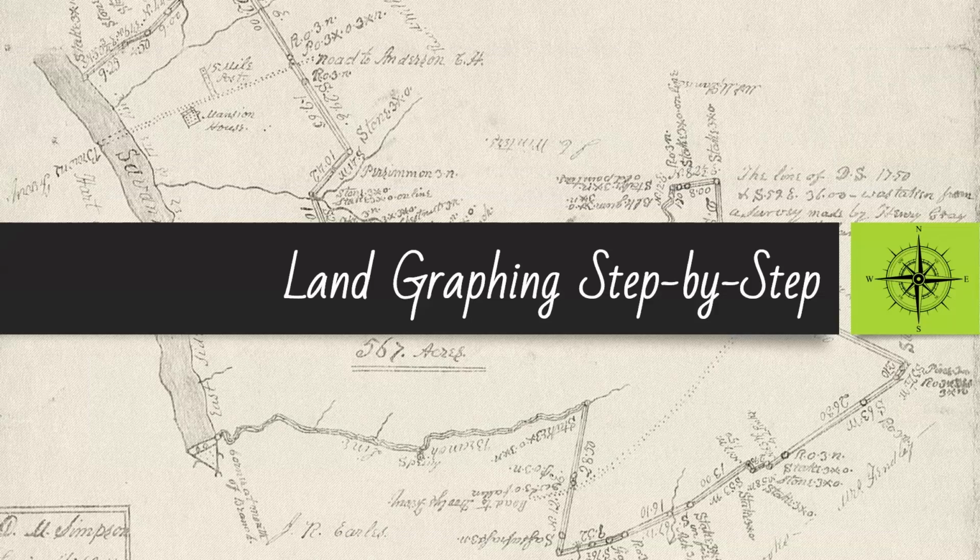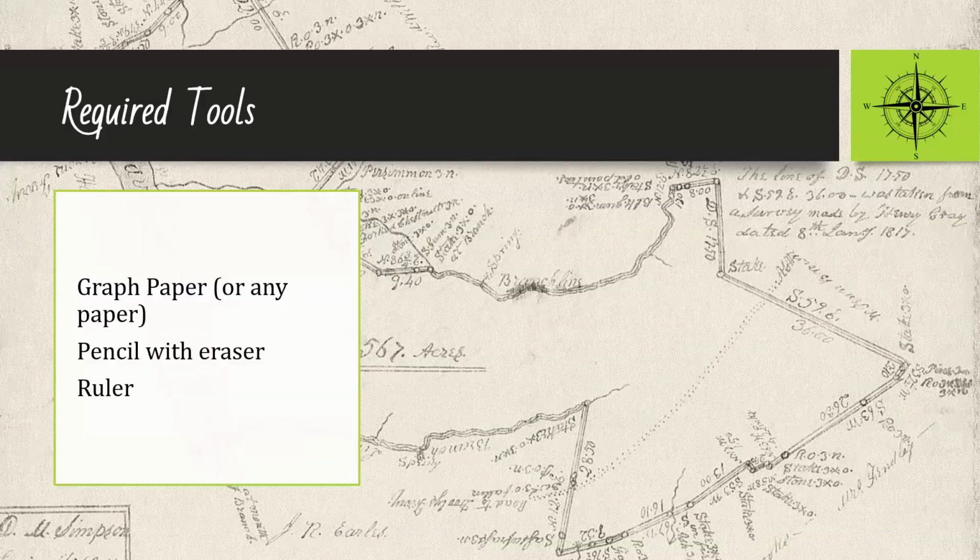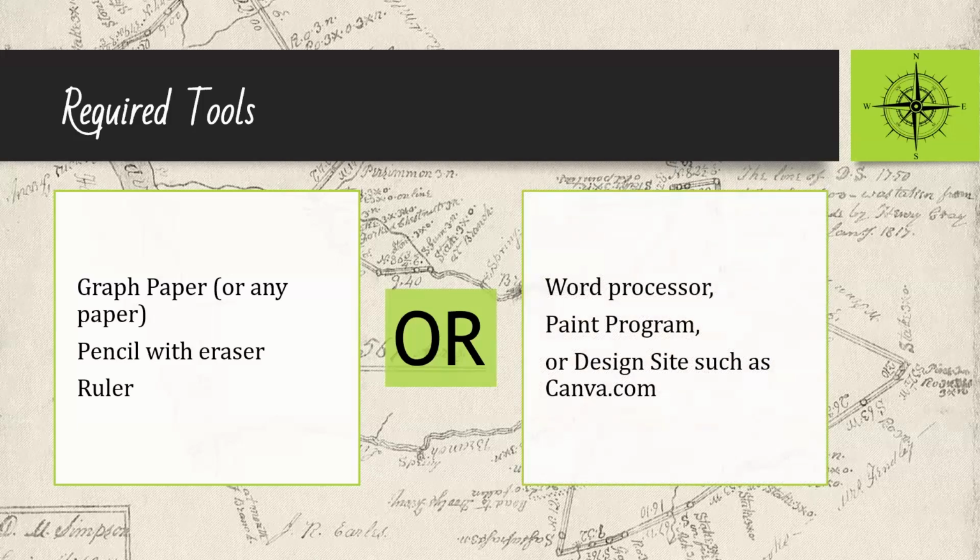Okay, step by step through some land graphing. Again, graph paper is handy. You can use any paper, but especially with these fractions, it's nice to have graph paper, a pencil with an eraser, and a ruler. Or you could do this a little bit more easily in a word processor, a paint program, or a design site such as canva.com. Because these are by and large rectangles and squares of different sizes, this is something that you could do digitally a little bit easier than the other land platting system.